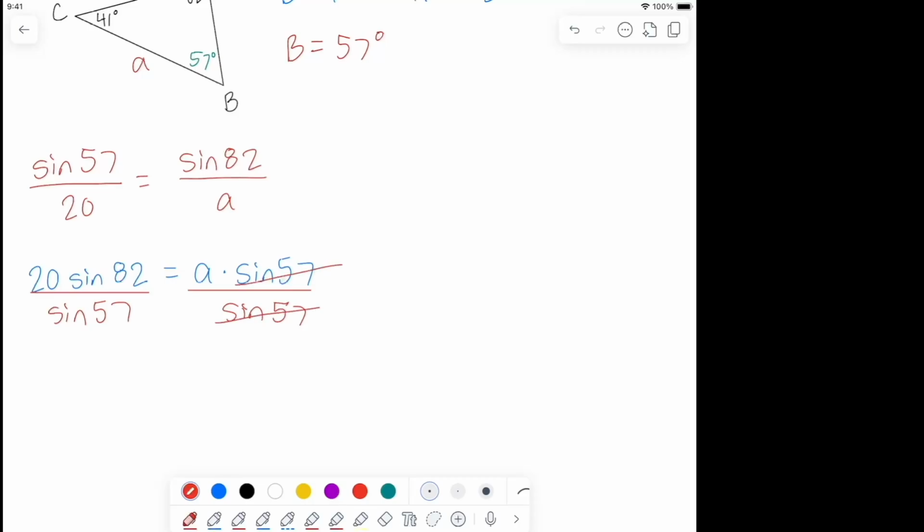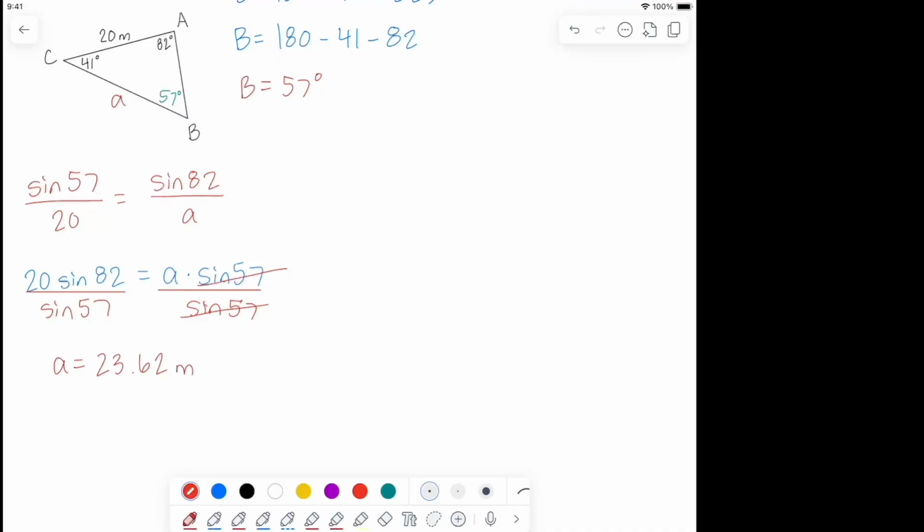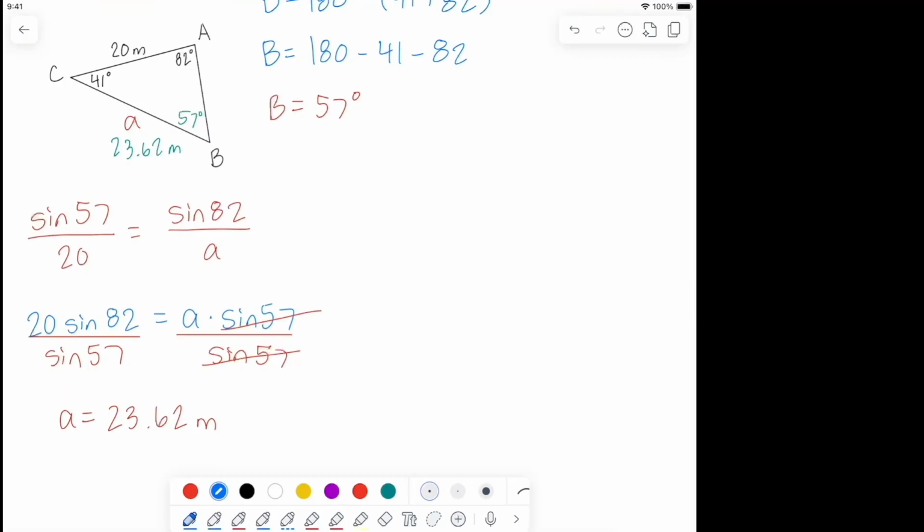sine of 57 divided by itself cancels out. I get that A equals 23.62 meters. I have this in. And now I'm able to solve for side length C as well.